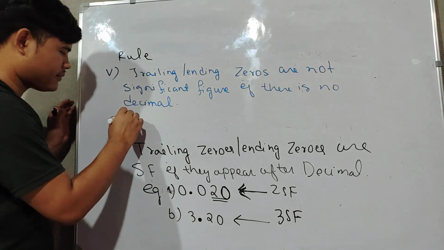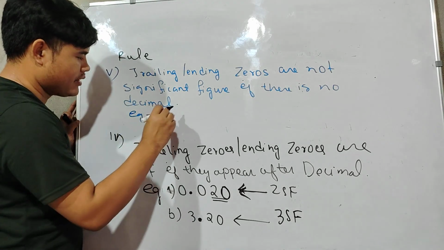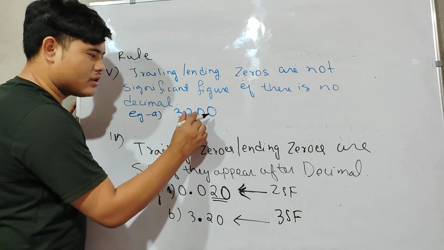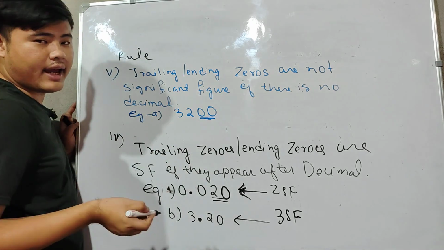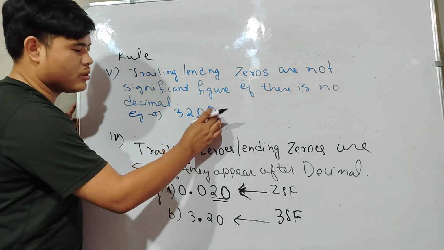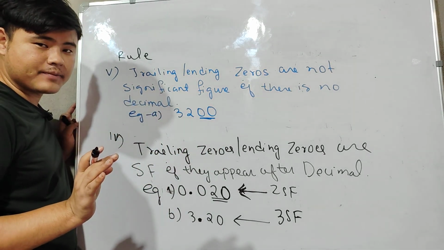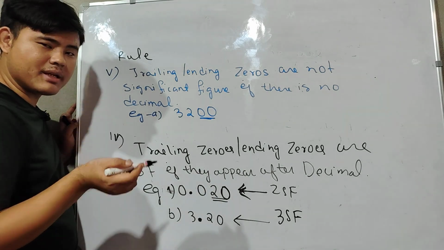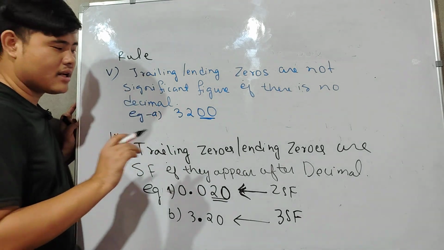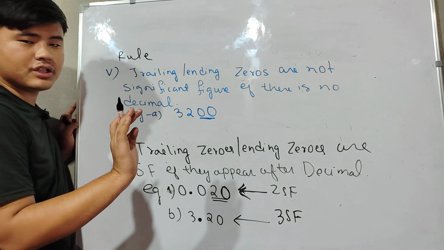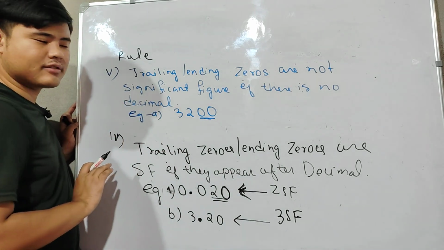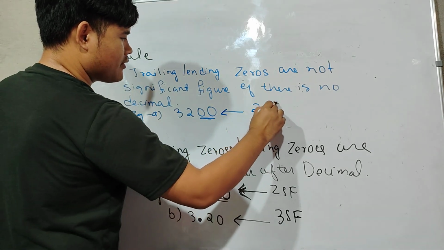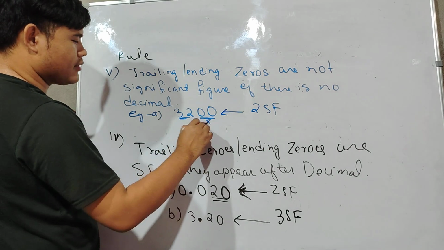Example, you see here, suppose we have 3200. This zero is a trailing zero at the end, so this zero will not be considered significant. It would be considered significant if there is a decimal. But without a decimal, this zero cannot be a significant figure. So here we have only two significant figures.